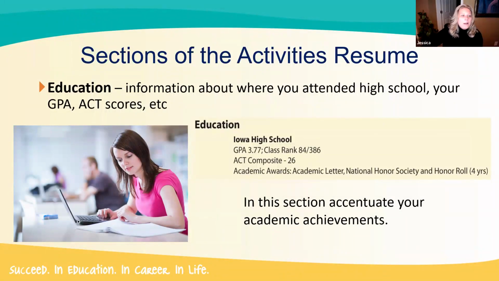And then within that, you want to make sure that you're listing the high school that you went to. Again, I'm going to go over here. The high school you went to, the student listed. They also listed their GPA, their class rank, if applicable, their ACT score, and then also their academic awards. Okay. And this individual listed National Honor Society and Honor Roll. And they were on the honor roll for 4 years. So they put the corresponding number of years there as well. Okay, you want to use this section to really accentuate your academic achievements.